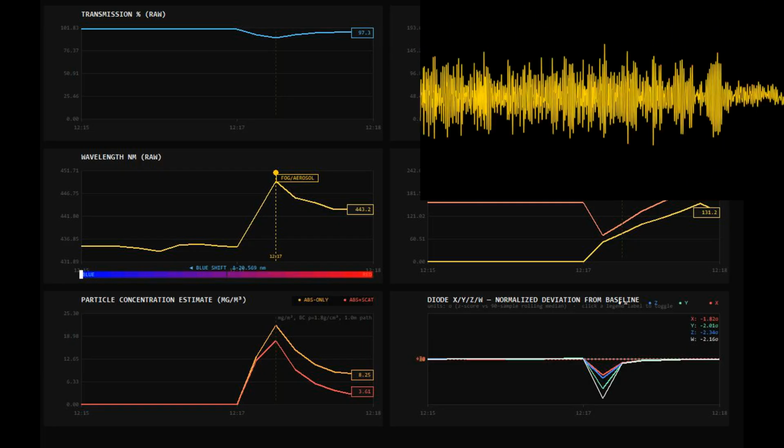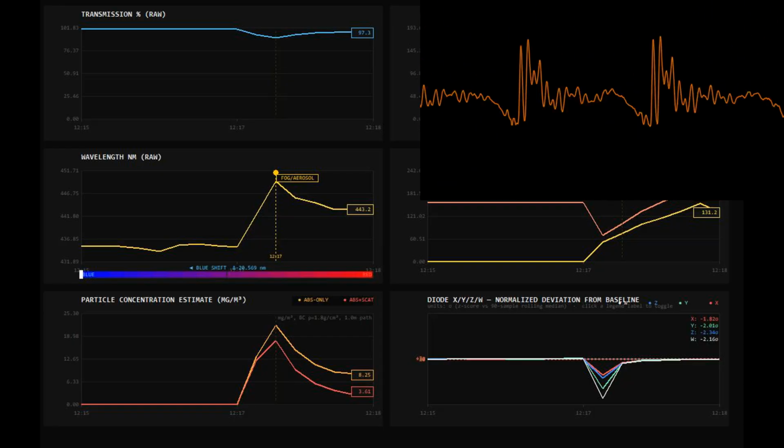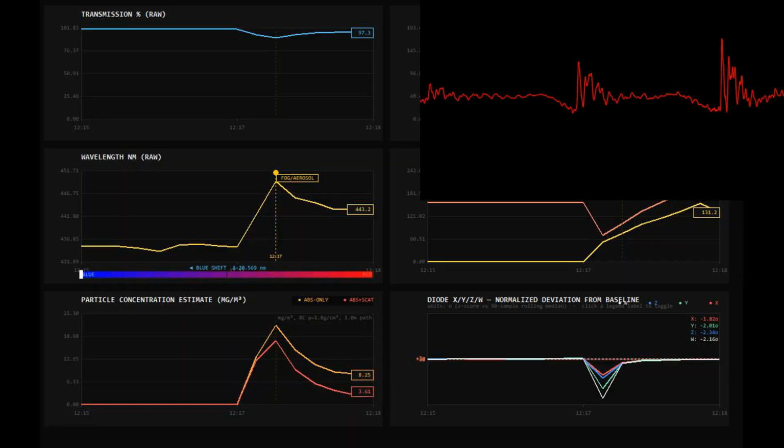It is a very sensitive instrument. It can measure very fine particles. It can measure particle diameter and particle concentration, as well as opacity. So this is a leading piece of equipment in smoke measurement.